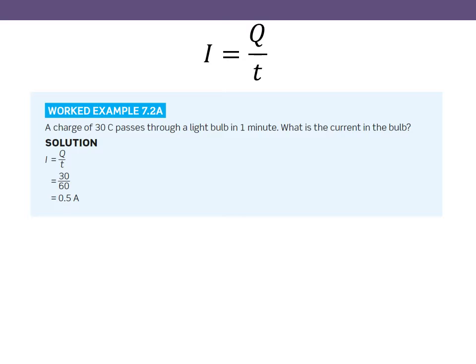So please make sure you're really careful with your unit conversions. If you do forget to convert your units of time into seconds, then you're going to be very, very far off the correct answer.